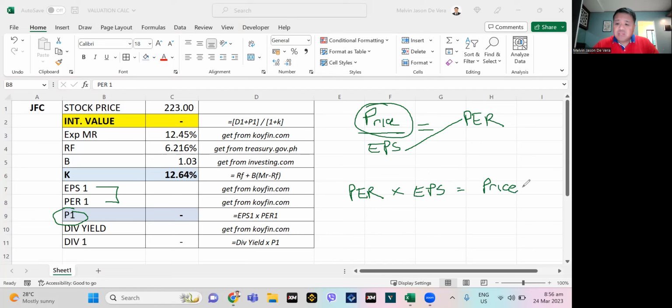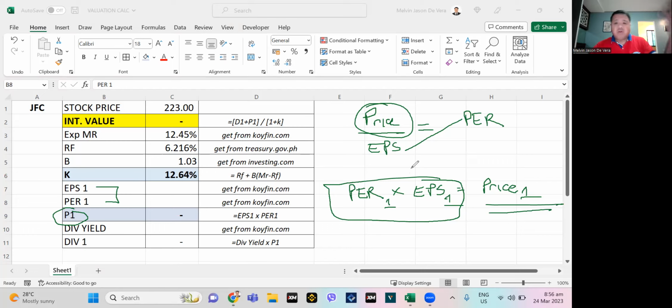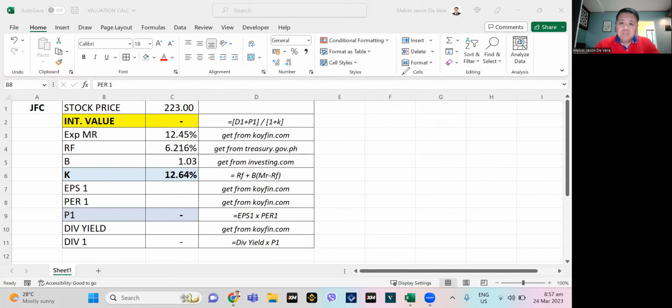But what we want to get is the price next year. Therefore, you have to get a PE ratio next year and an EPS next year. So when you multiply these two, then you will get the price target next year. This will be your own target price as an analyst. Other analysts may have their own target prices and their own way of computing it, but this is good enough.